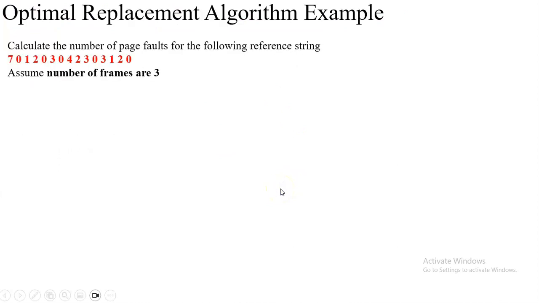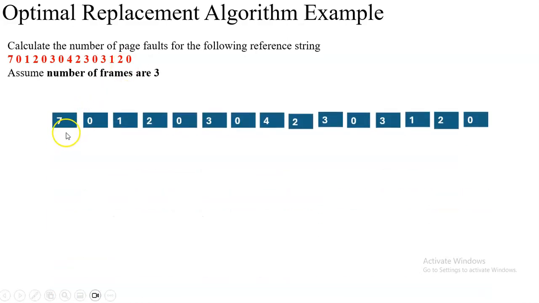Now let us understand this with the help of an example. This particular question is given in front of you: calculate the number of page faults for the following reference string. The assumption is that the number of frames is 3. This reference string, written in red, means that the CPU wants to access these pages of a particular process. That means we have to bring these pages into the frames of the main memory.